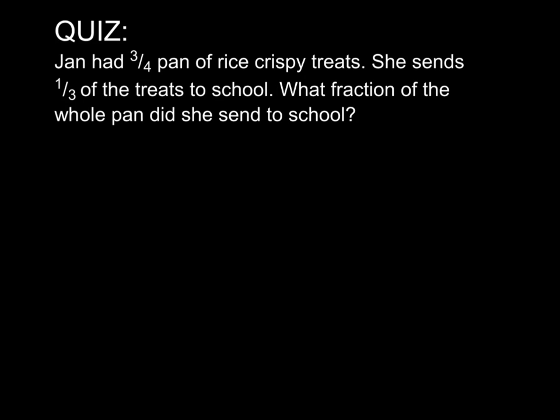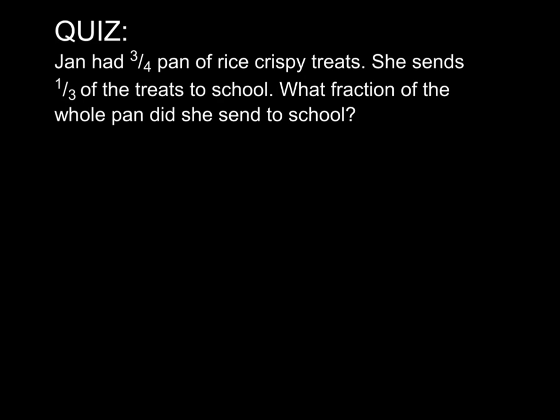Here's our first quiz problem. Jan had 3/4 pan of Rice Krispie treats. She sends 1/3 of the treats to school. What fraction of the whole pan did she send to school? So we're trying to find out what 3/4 of 1/3 is.